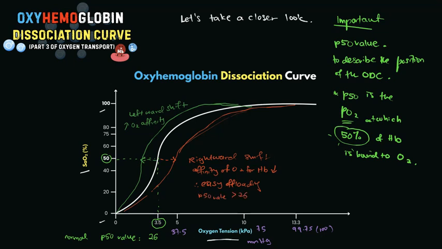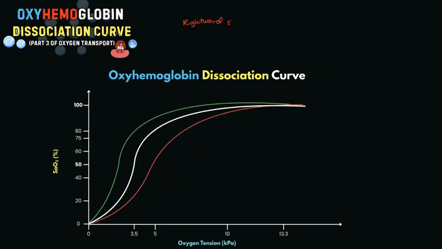Just to demonstrate further, let's look at this graph that has shifted to the right. We found out that at saturation of 50%, the PaO2 oxygen tension is at 4 kilopascal, or about 30 millimeters of mercury. Since P50 is more than 26, we conclude that this graph has shifted to the right. On the other hand, we see that at saturation of 50%, this graph has an oxygen tension of only 3 kilopascal, or 22 millimeters of mercury. Since the P50 value is less than 26, we can conclude that this graph has shifted to the left. So what causes the shift of the oxyhemoglobin dissociation curve to the right?